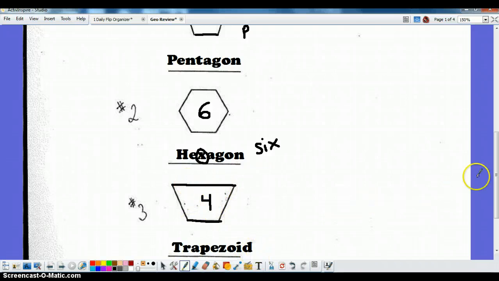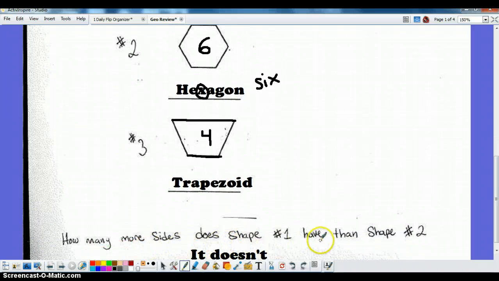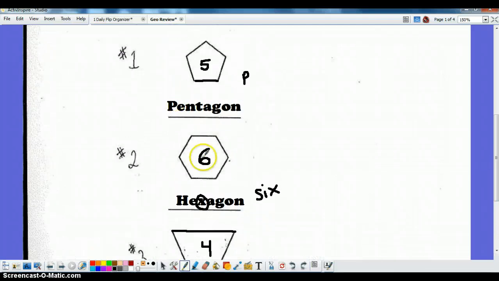The bottom question after you name these polygons is how many more sides does shape 1 have than shape 2? Well, that wasn't supposed to be the question. As you can see, that's mistake number 2 on tonight's homework, because shape 1 has 5 and shape 2 has 6, so technically shape 1 does not have more sides. However, if you reverse it, what you would have to do would be take shape 2, subtract shape 1, and figure out that this hexagon has one more side than that pentagon.